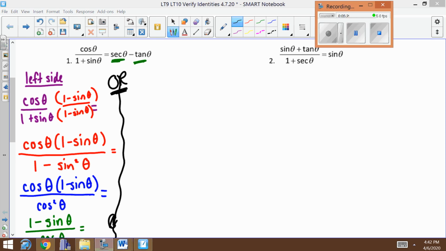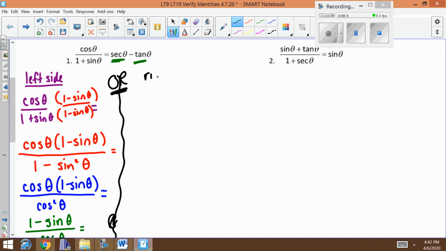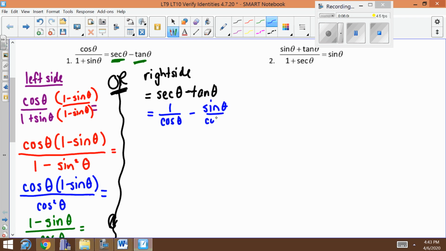All right, so if I do it looking at the right-hand side here, let's start with what we have: it's equal to the secant minus the tangent. So I'm going to start with this. Comparing the right-hand side to the left-hand side, clearly we need to change things in terms of sine and cosine, because the left-hand side is only sine and cosine. That's easy to do with these. We know the secant is 1 over the cosine. We know the tangent is the sine over the cosine.